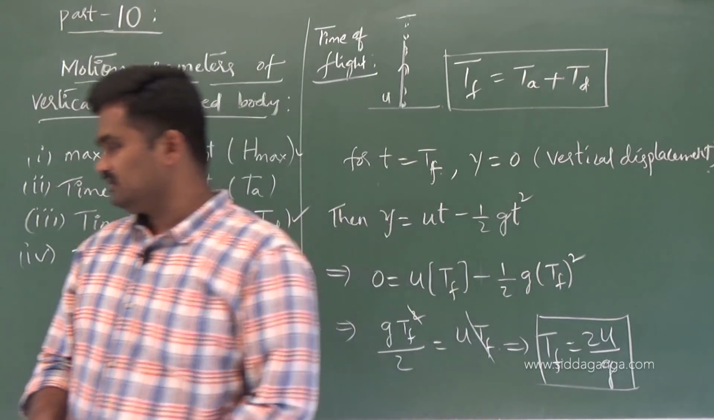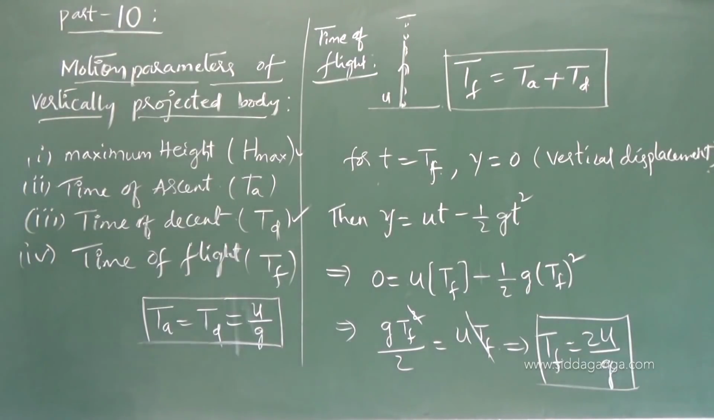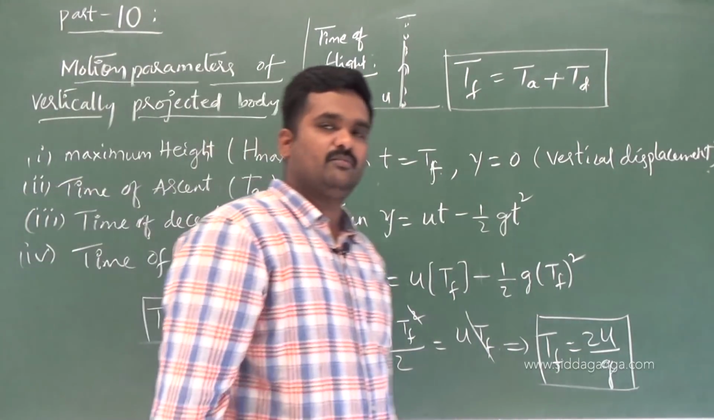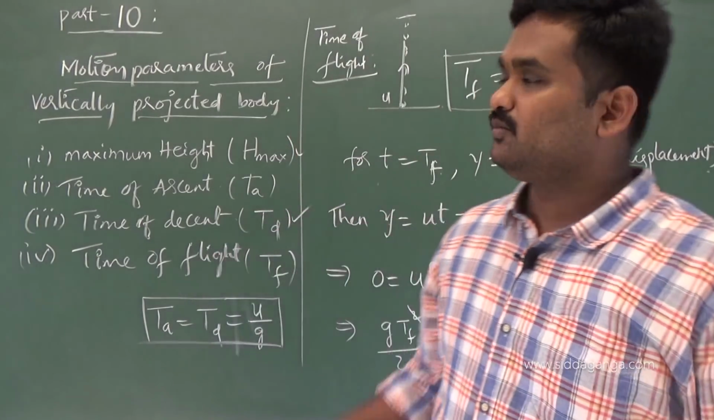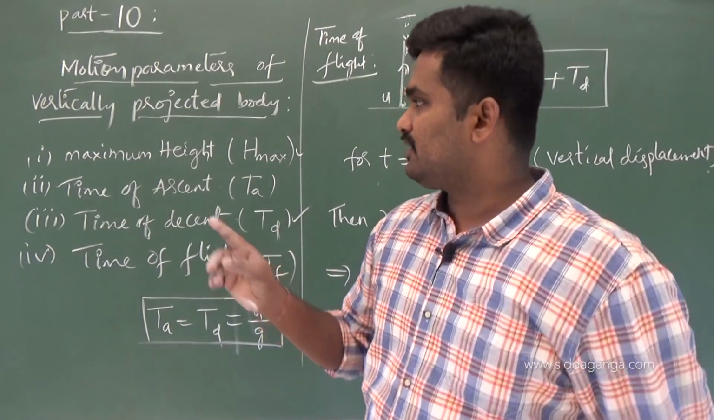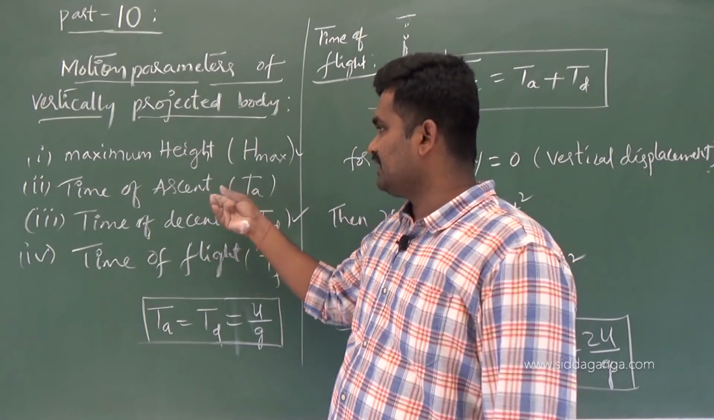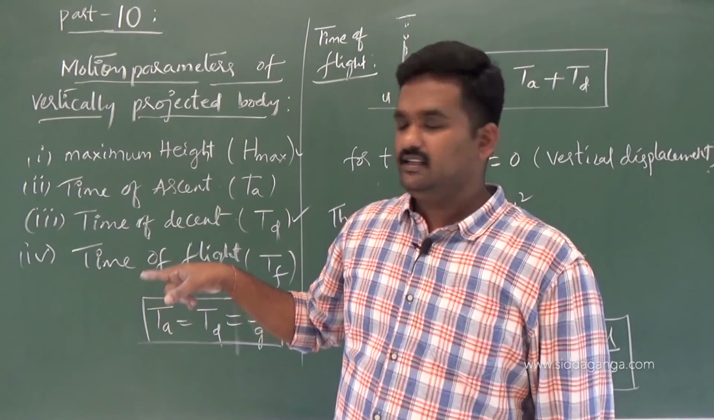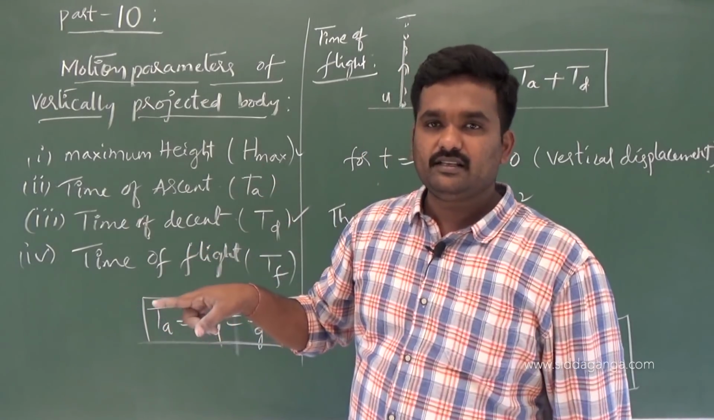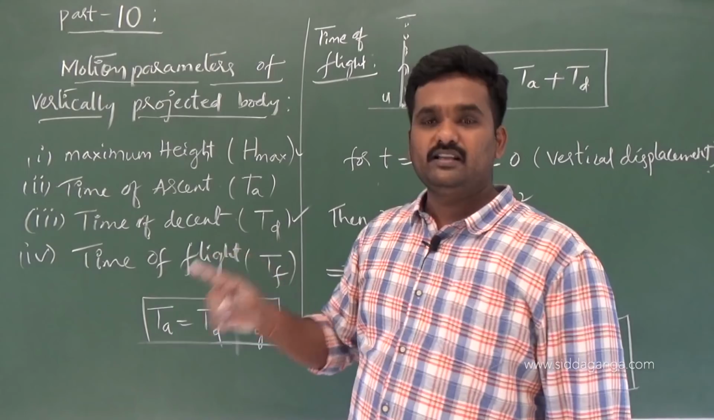So this is all about a vertically projected body, how you need to solve the problems related to motion parameters. What are the motion parameters we have studied? What is the expression for maximum height? u square by 2g. Time of ascent, u by g. Time of descent, u by g. Time of flight, 2u by g.